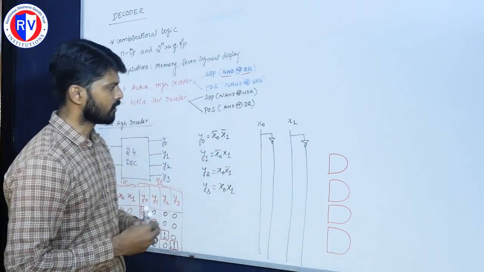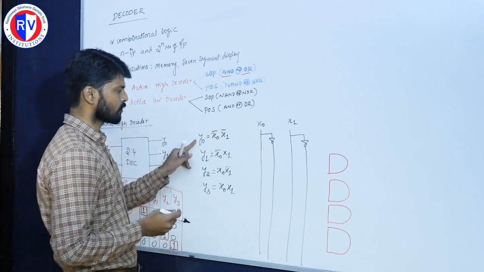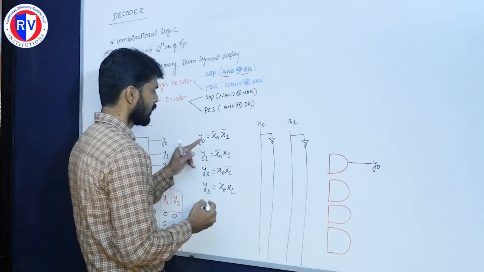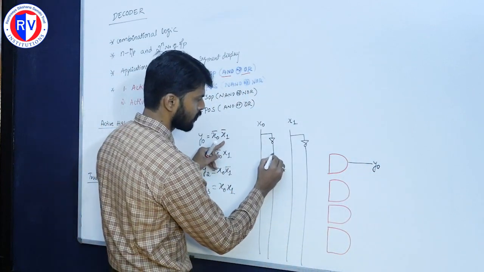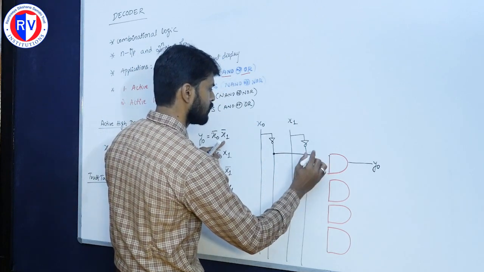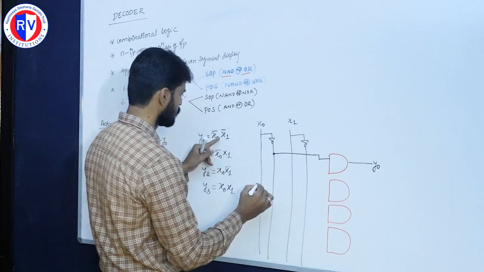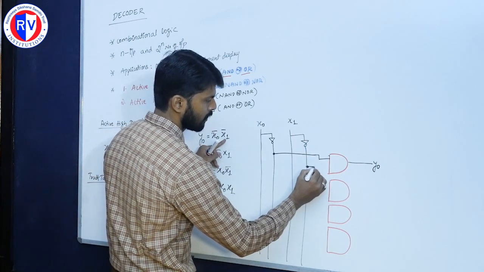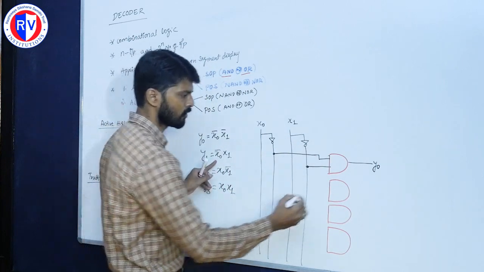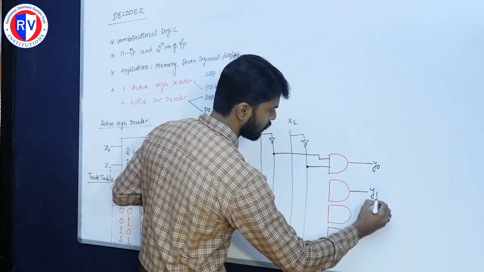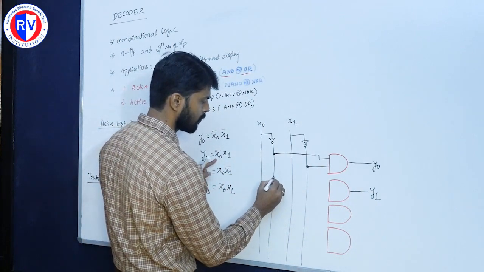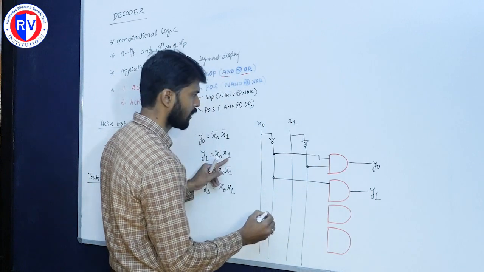Now I will make the connections. For the first equation, y0, x0 bar and x1 bar: this is the x0 bar, and this is the x1 bar. This is the point I will take. So here I will get x1 bar and here I will get x0 bar. Similarly for the next equation, y1, in this case I will take x0 bar, this is the point, then I will take x1.